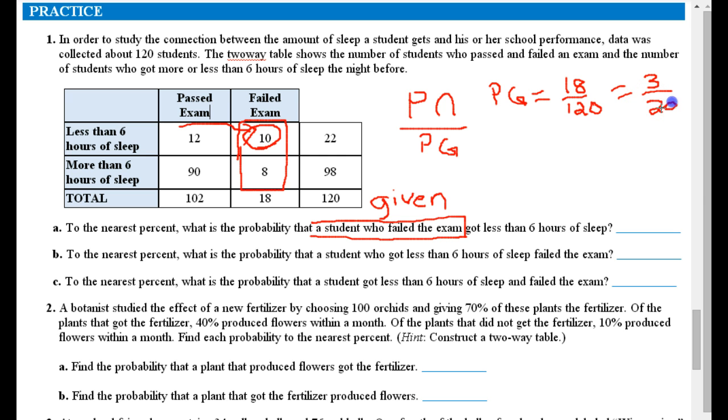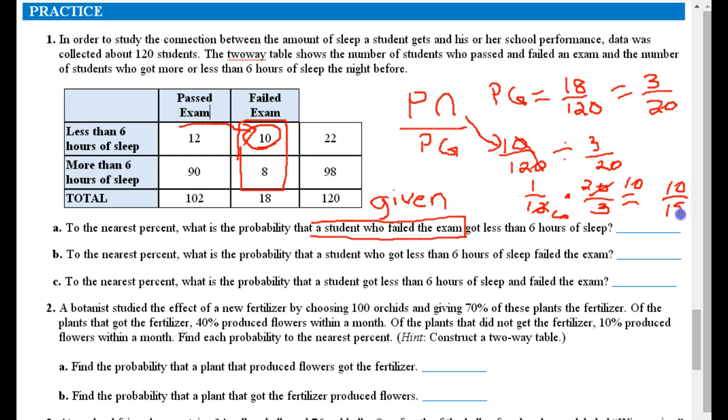So the probability of the given is 3/20, and the probability of the intersection is 1/12. It's 10 over 120. That's this one right here. So we need to take that and divide it by 3/20, which means we invert and multiply. So we end up with 1/12 times 20 over 3. I can reduce this, and my answer is going to be 10 over 18. That's going to be my probability there.